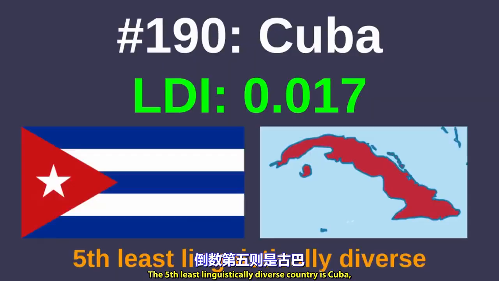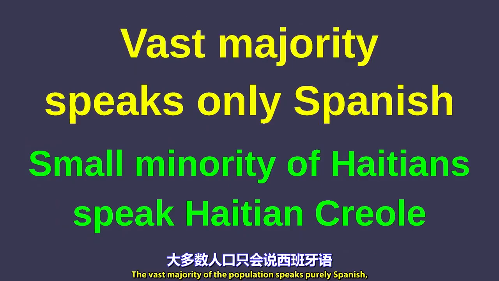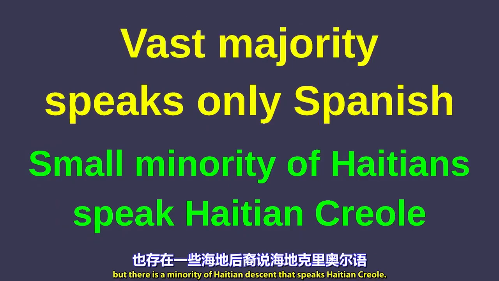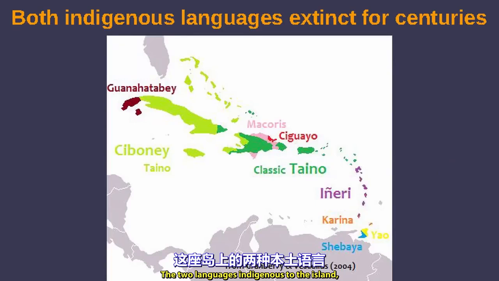The 5th least linguistically diverse country is Cuba, with an LDI of 0.017. The vast majority of the population speaks purely Spanish, but there is a minority of Haitian descent that speaks Haitian Creole. The 2 languages indigenous to the island, those being Taino and Guanahatabey, have both been extinct for centuries.